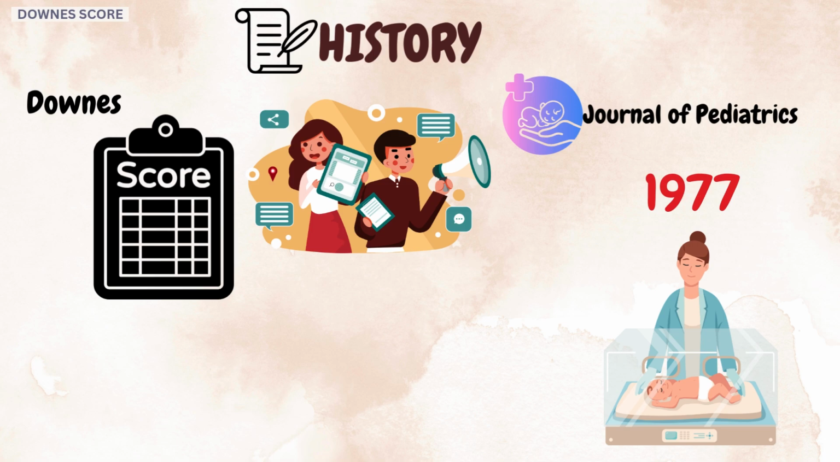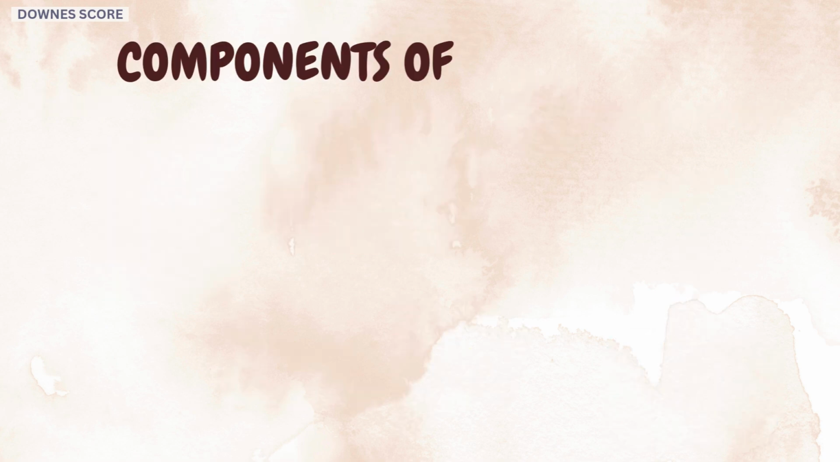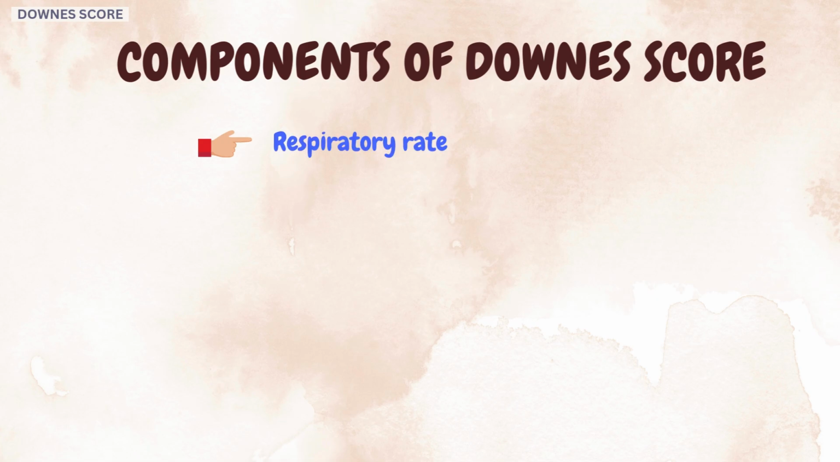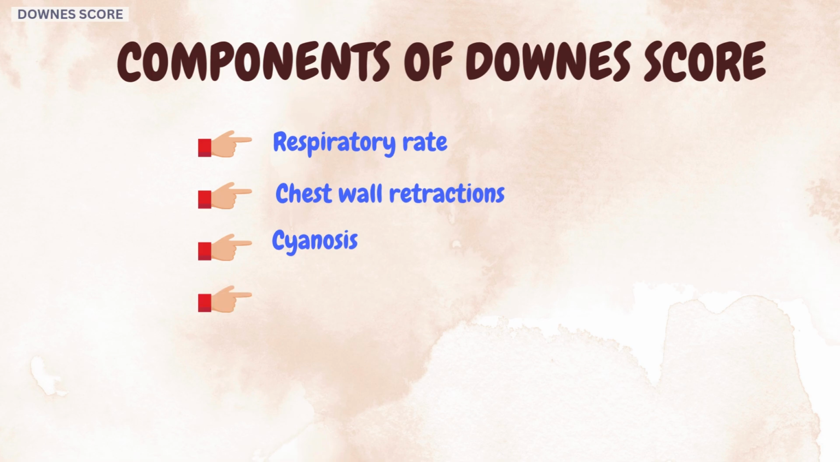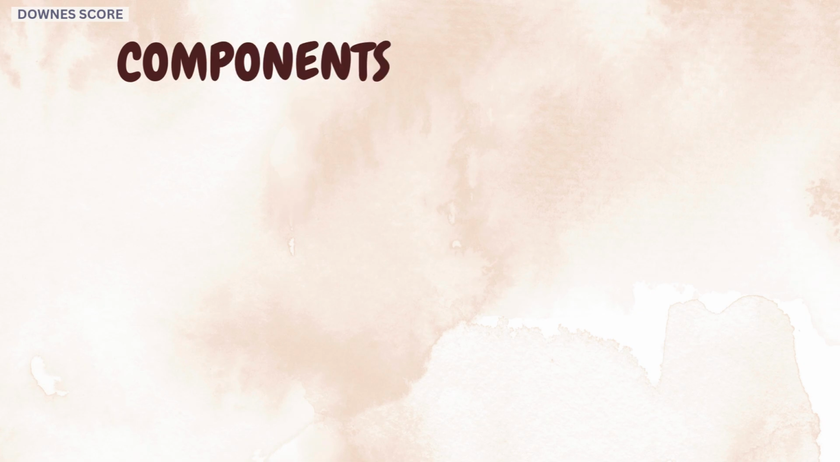Hence, this is a reliable and accurate way to assess respiratory distress in term babies. Downey score has 5 components, namely respiratory rate, chest wall retractions, cyanosis, air entry, and grunting. We will discuss these components one by one.